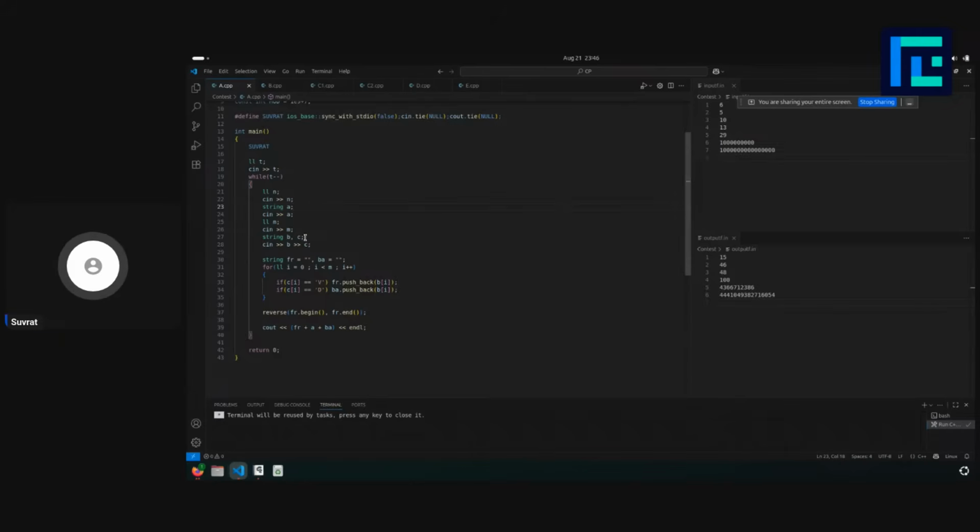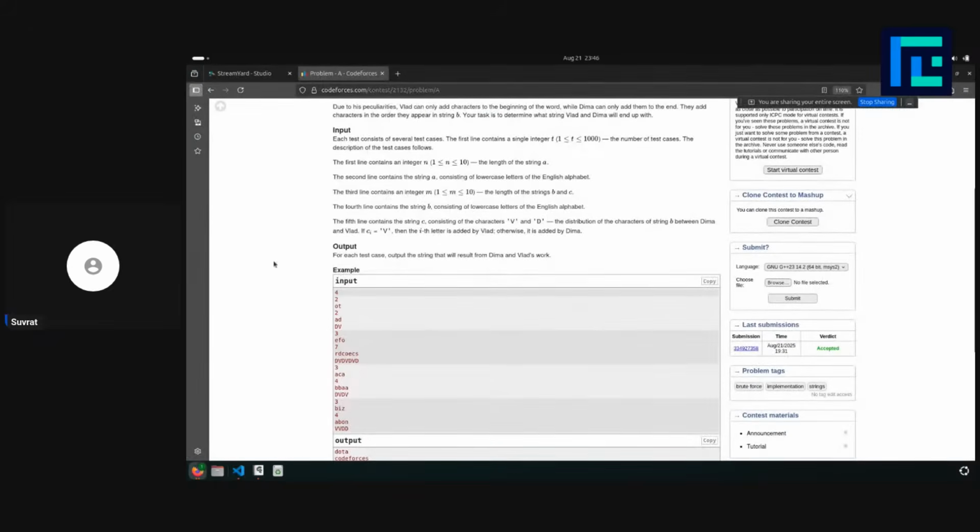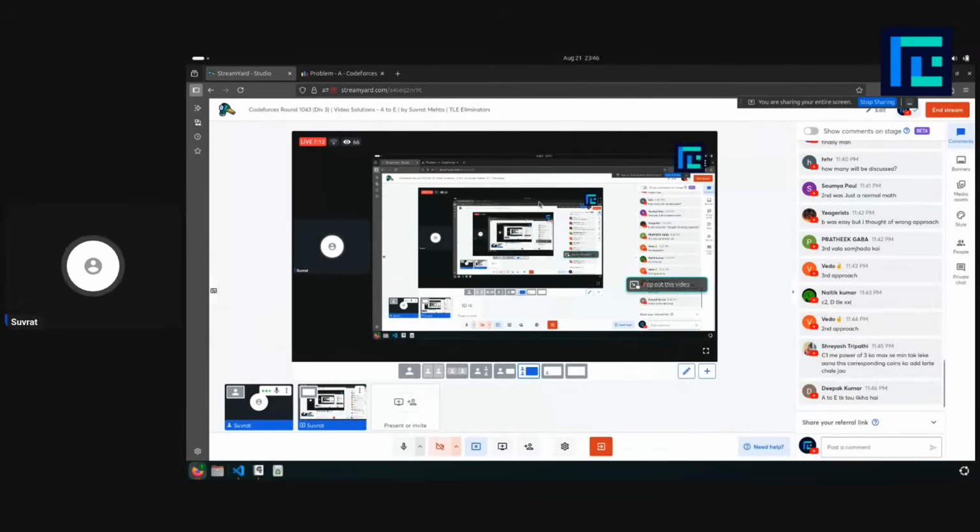Basically, we have string A, string B and C. For front we are pushing the characters B[i], and when C[i] is D, then we are pushing it in the back array. We are reversing the front array, and the final answer would be front plus A plus back. So that was the solution for question A.